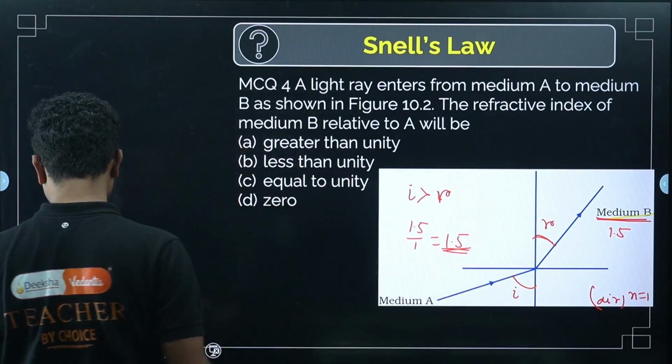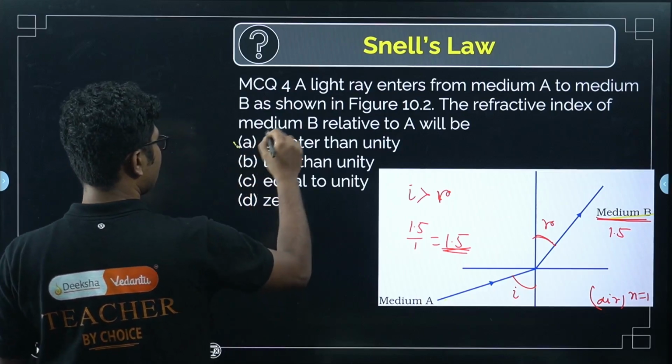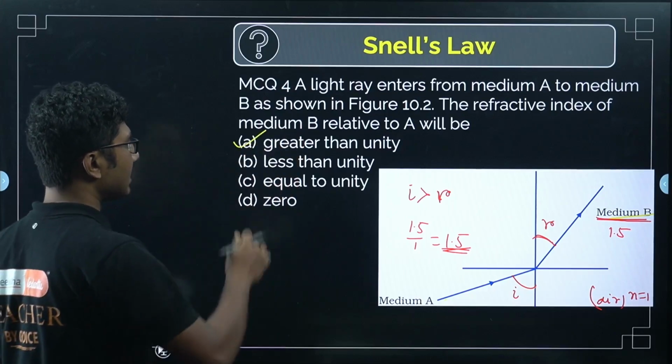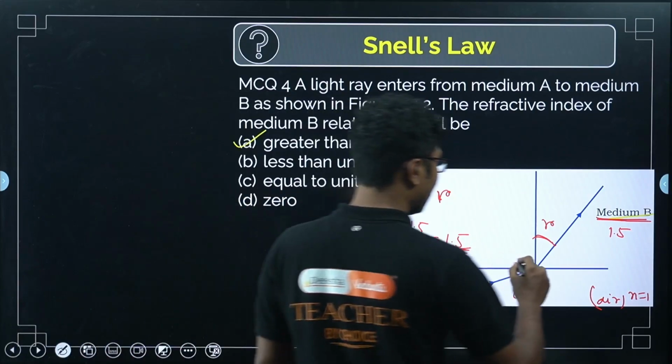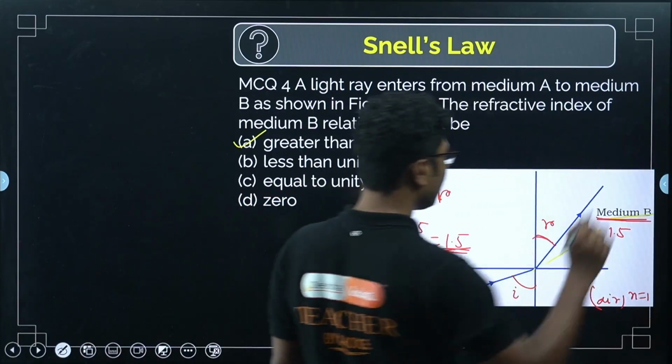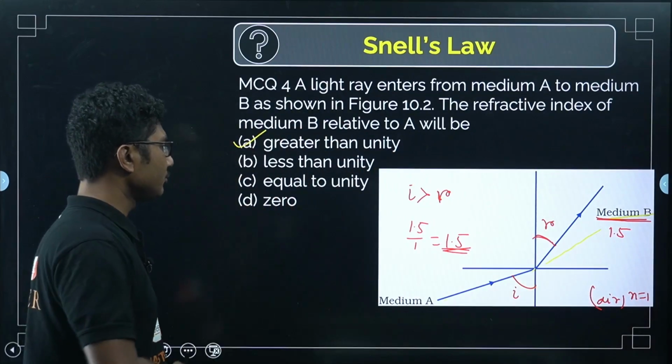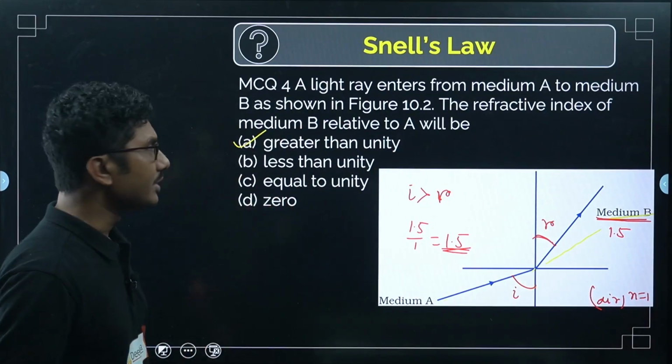Okay, so it is always greater than unity. So the correct answer is option A. Again, option A is the correct answer. Less than unity is incorrect. Equal to unity is incorrect. Equal to unity would have happened if it passed without deflection. That means the refractive index would be equal to infinity. Obviously 0 is not possible.